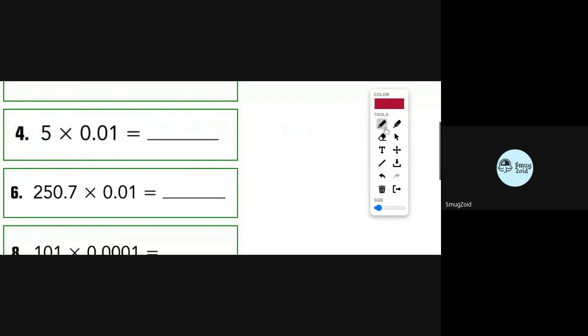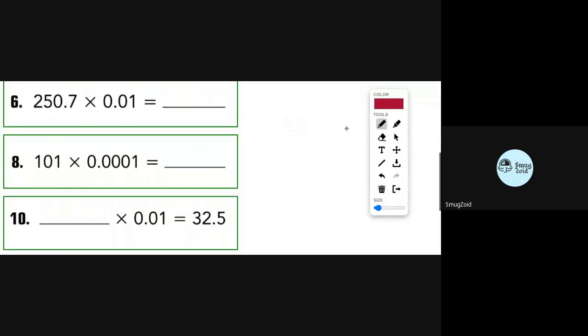Look at this guy over here. This is 0.01 times 250.7. I roll this twice, 1, 2. I roll this twice, 1, 2. So it's 2.507. That's pretty good, right? Scroll down a little bit.